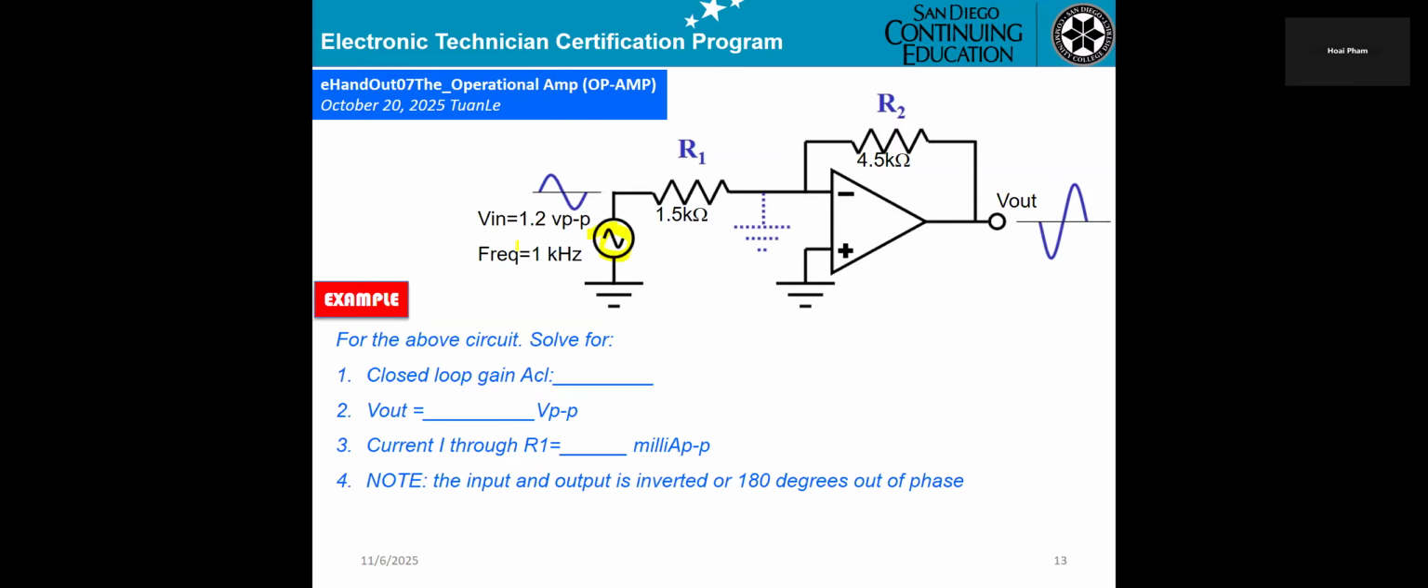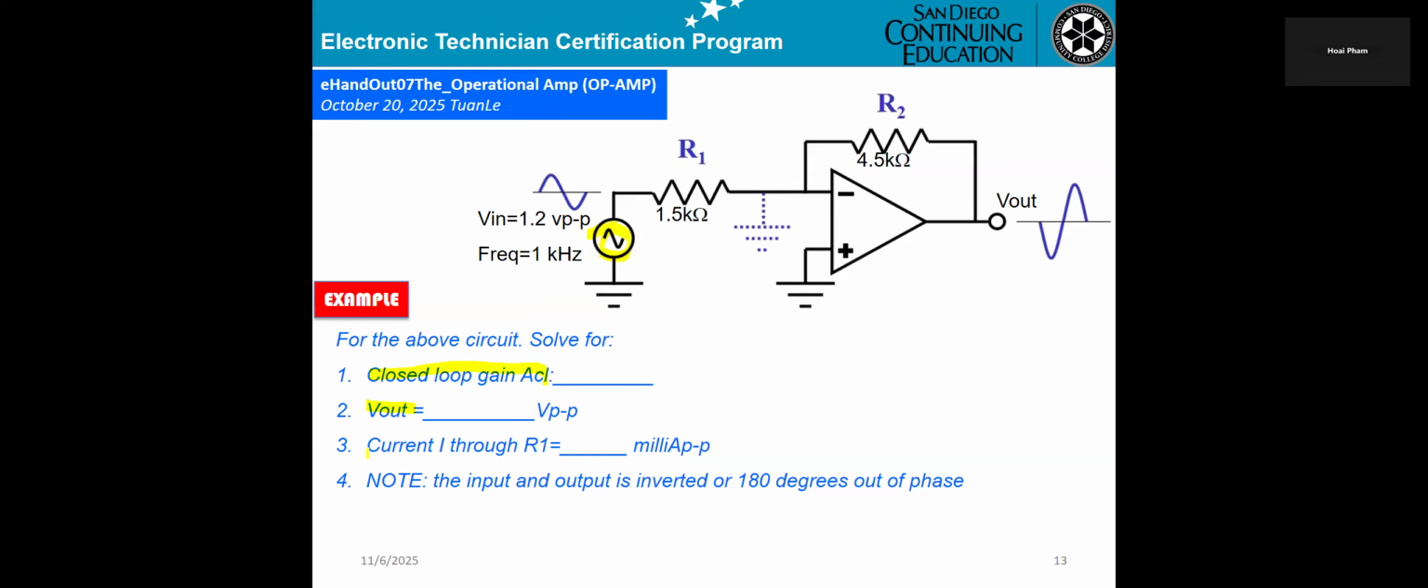1.5 volt peak to peak, frequency 1 kilohertz. They want the closed loop gain: ACL equals minus R2 over R1. They want V out. You take the gain times the input, 1.2 volt peak to peak, and you get V out.